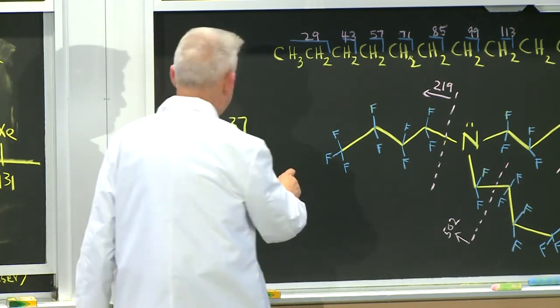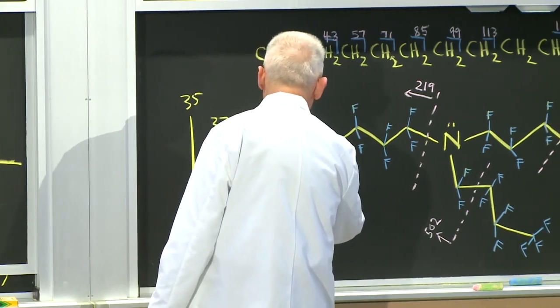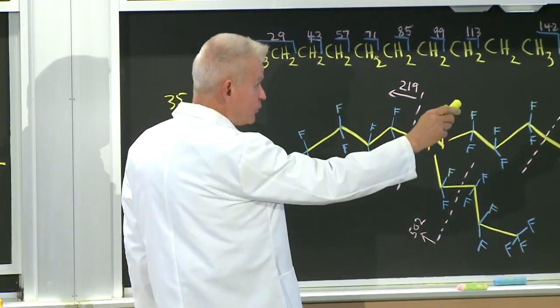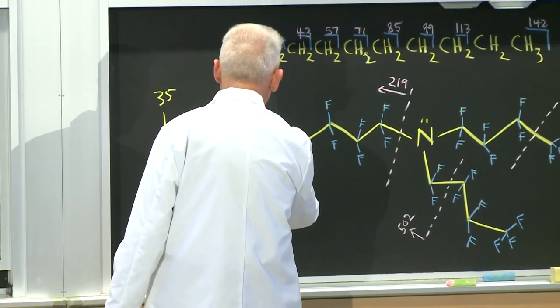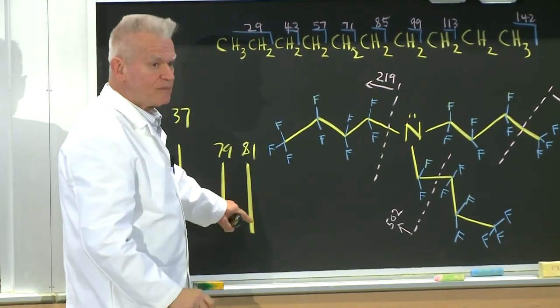Bromine is even simpler. Bromine has 2 peaks, both equal abundance, the 79 and the 81, separated by 2 mass units.